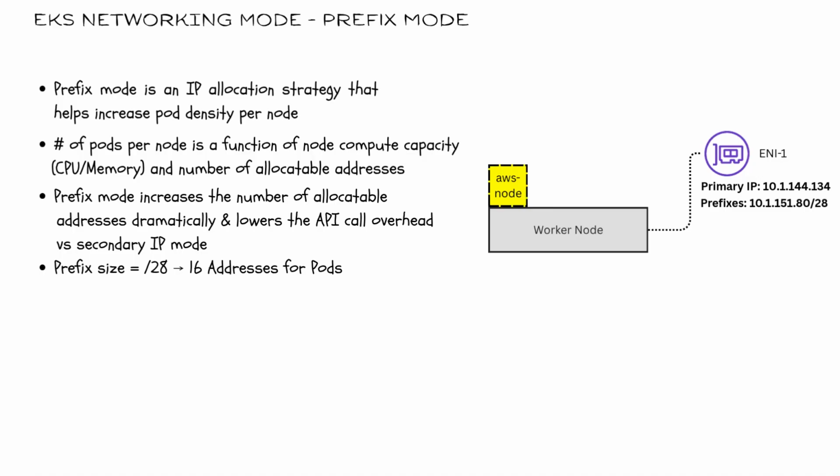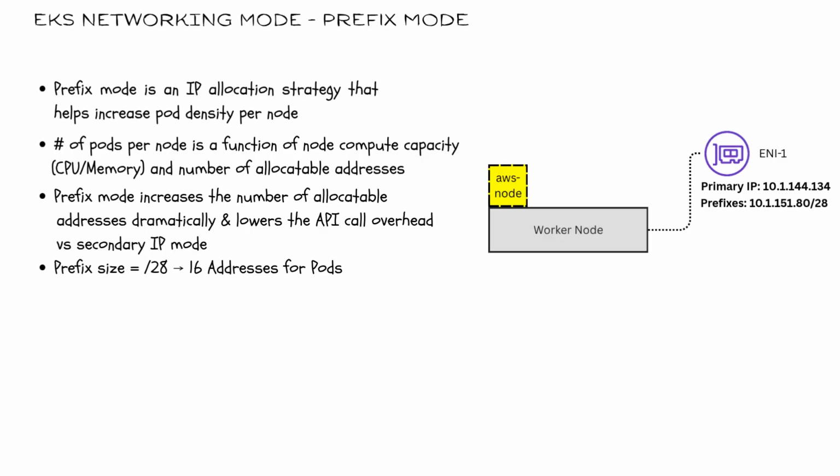Prefix mode is an IP allocation strategy used by the VPC CNI plugin that helps increase the number of pods you can run on each node, also referred to as the pod density. Compared to the traditional secondary IP mode, prefix mode also reduces the number of API calls needed to manage IP addresses, making it more efficient. Keep in mind though that the total number of pods on a single node depends not only on networking, but also on the compute capacity of the node itself, like CPU and memory resources.